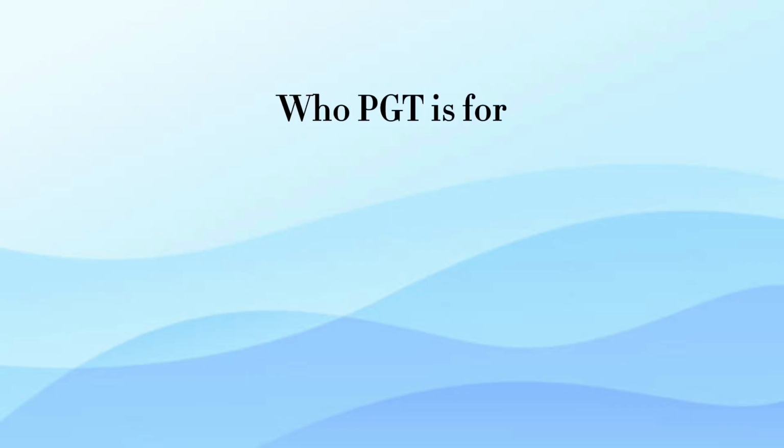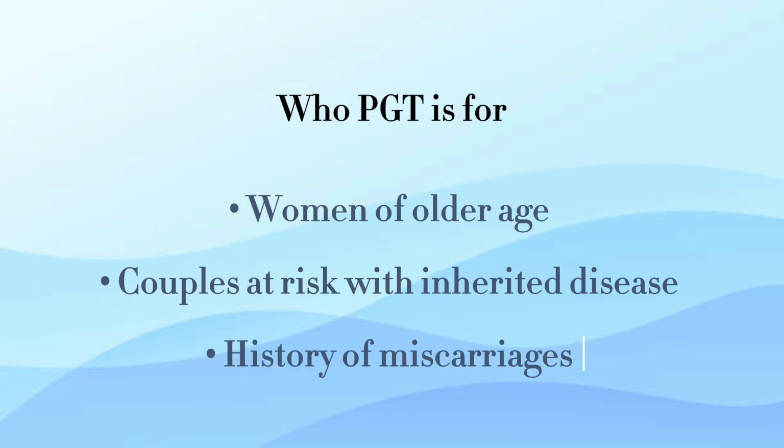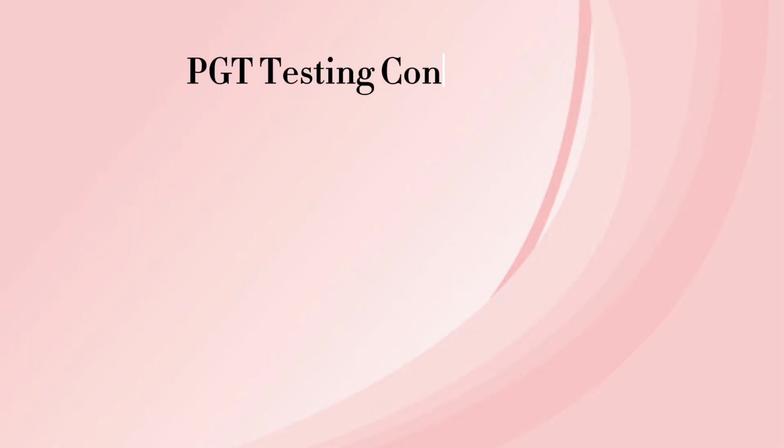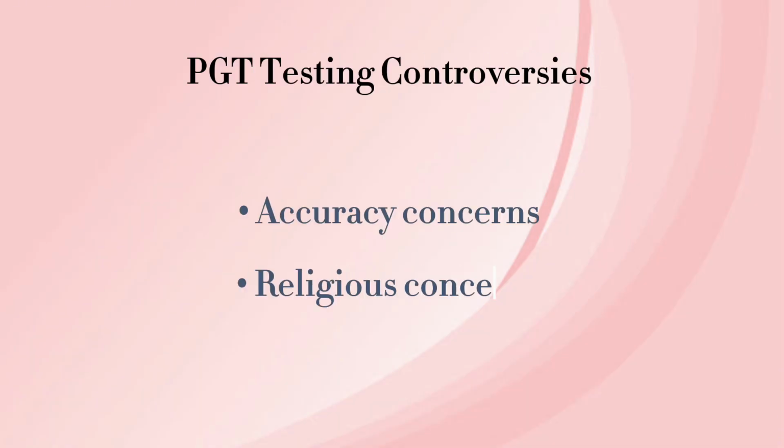People who might want to consider PGT are women of age 37 and up, and couples with a higher risk of affecting a child with a genetic disease, or even recurring miscarriages due to chromosomal abnormalities. With a lot of medical practices, PGT does not come without controversies. Accuracy concerns, religious concerns, and high costs due to insurance not covering it are all controversies that surround PGT. Overall, it is safe to say that it is the partner's decision to determine their course of action and to seek potential help.